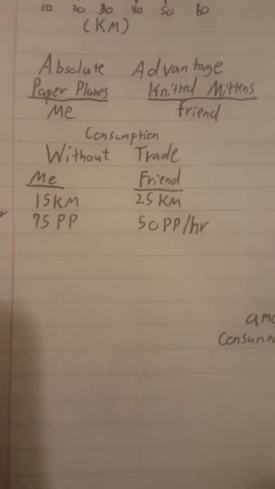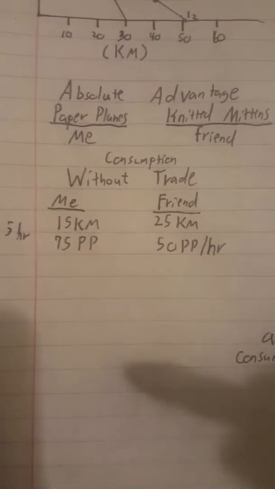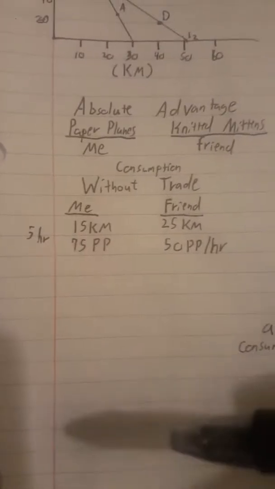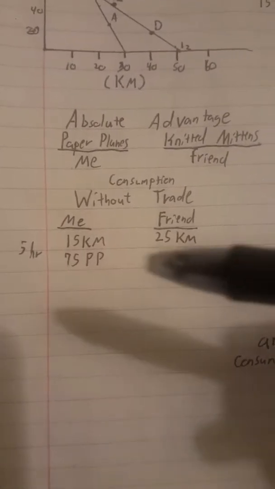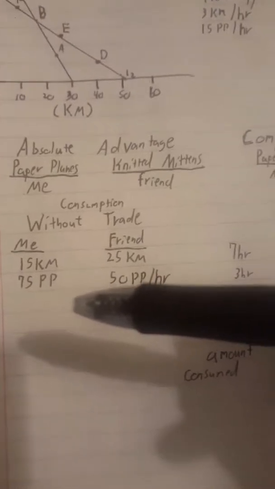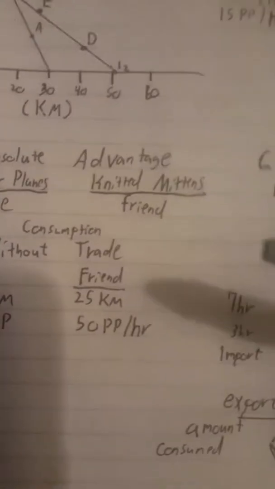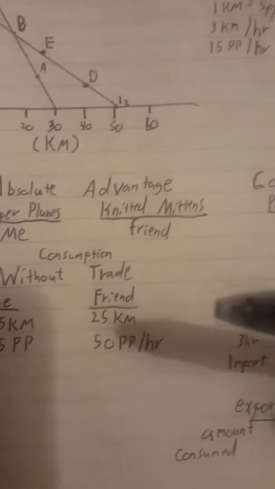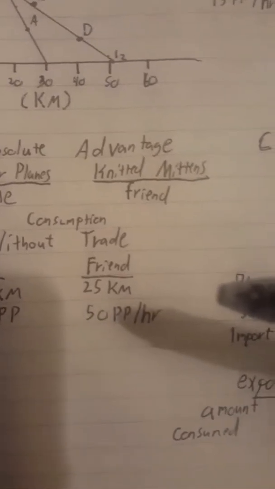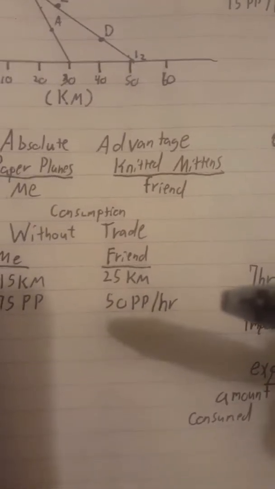So then we have consumption without trading. So without trading, you want to divide up your resources equally. So let's say I put 5 hours towards both goods, then I would have 15 knitted mittens and 75 paper planes. And if my friend did the same thing and put 5 hours towards both goods, he would have 25 knitted mittens and 50 paper planes.